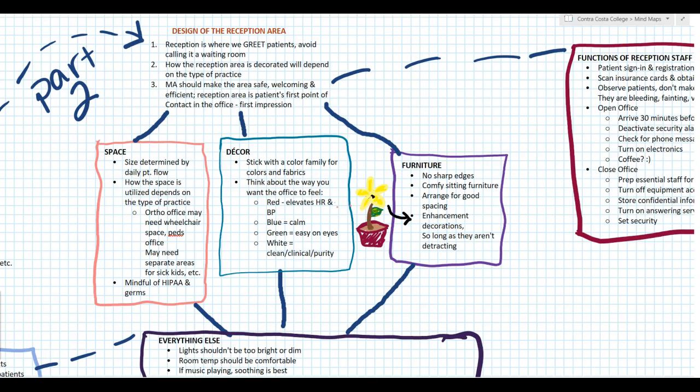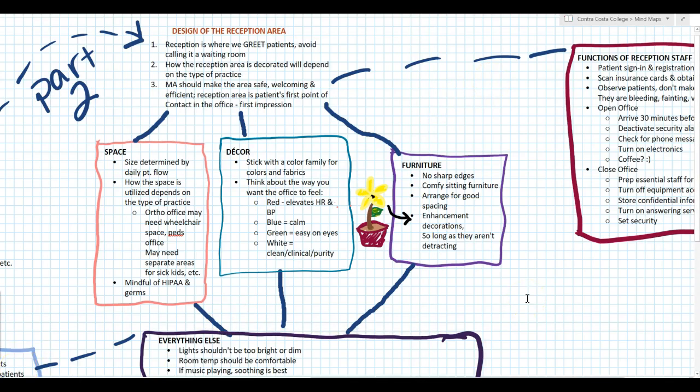How the reception area is decorated is going to depend on the type of practice, and we're going to talk about those things down below in just a moment. But at any rate, no matter which type of practice it is, the MA should make the area safe, welcoming and efficient. The reception area is the patient's first point of contact in the office. So that is the first impression, and the front office MA is typically the one giving the office's first impression to a patient.